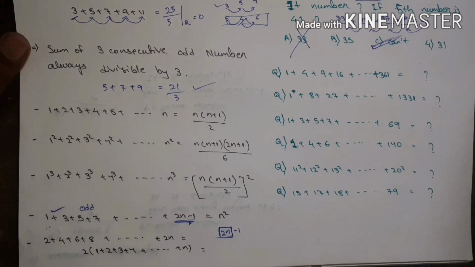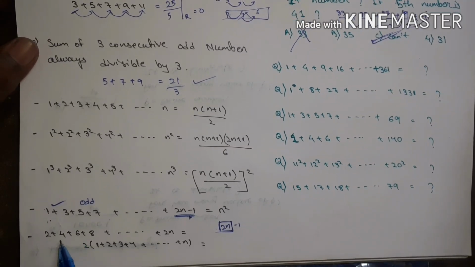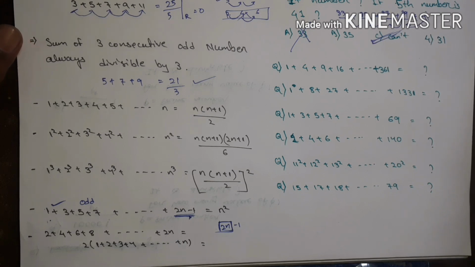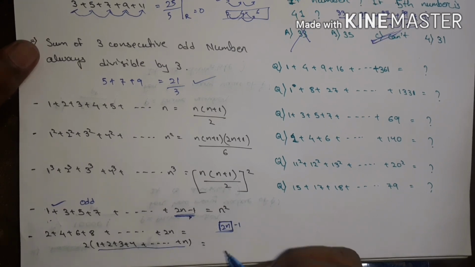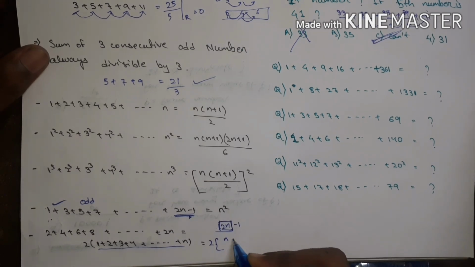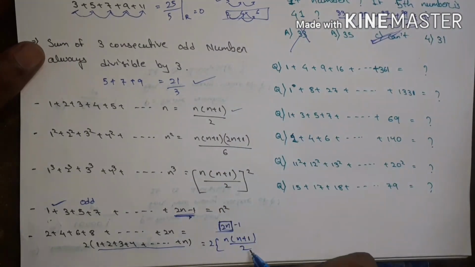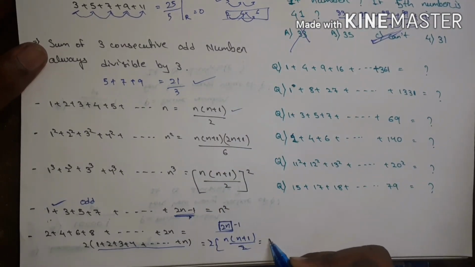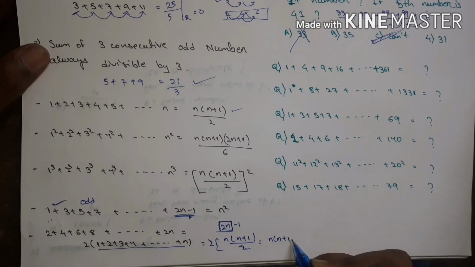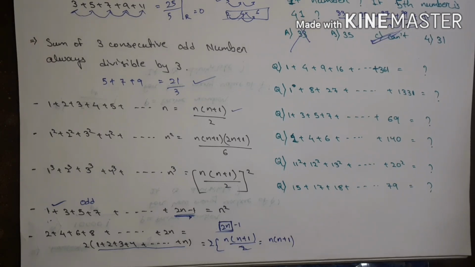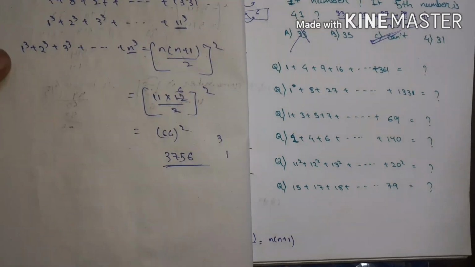Then go for the even number series. 2 plus 4 plus 6 plus 8 plus dot dot dot 2n. If I take 2 common, then 2 common with 1 plus 2 plus 3 plus 4 dot dot dot n. Then what is the formula? Its formula is n into n plus 1 by 2. Okay, here then 2 cancels. So it is n into n plus 1. Got it? Then go for some questions.